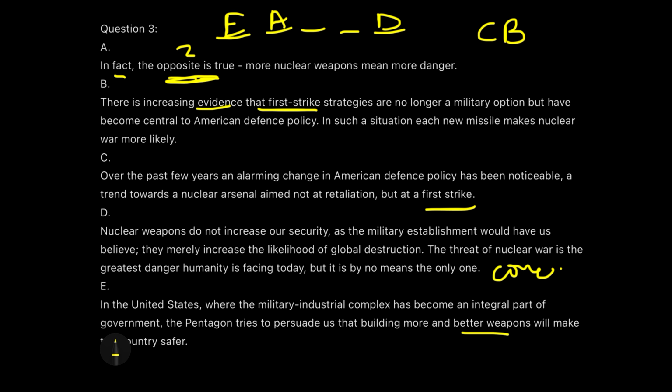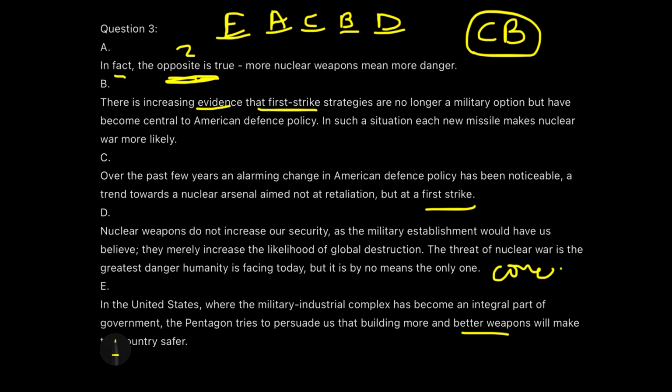Now I need to just place this combo of CB right here in the middle, because I have already decided that C will come before B. And when concluding my answer, I'll just read it all over again. In the first sentence, that is sentence E, the United States is trying to persuade its people that it will make our country safer if we invest more in the nuclear weapons. But in fact, the opposite is true. That statement will come second, and then it will try to establish the reason why we are saying that the opposite is true.